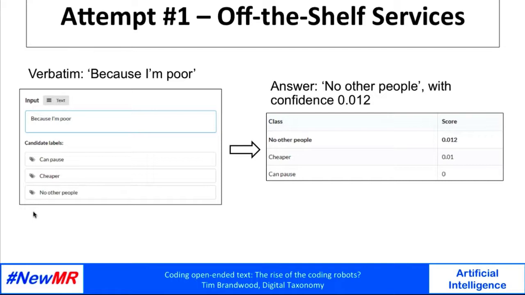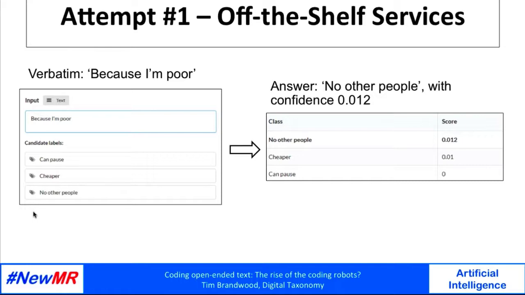The service also gives us back a confidence score, and as you can see from the numbers on the right there, it's not at all certain about any of the labels we gave it. And obviously in a real world context, you would have way more than 3 labels in a code frame. You could have hundreds.